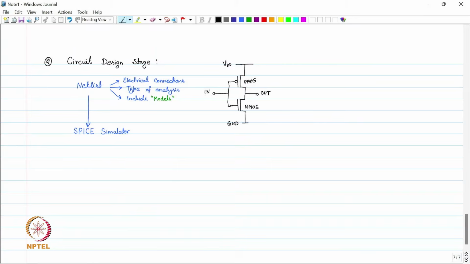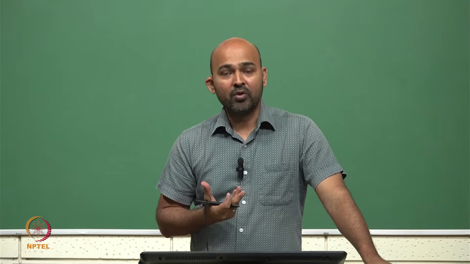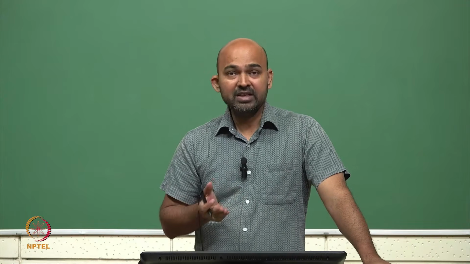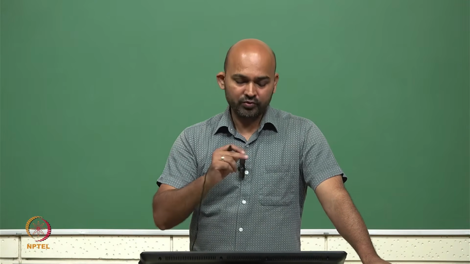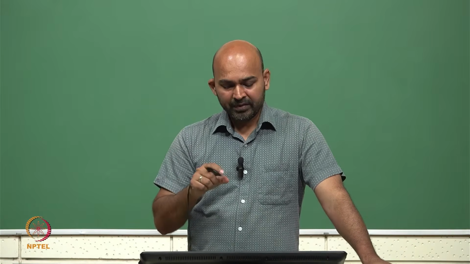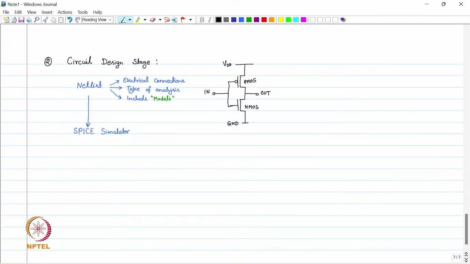Now we specify what type of analysis we want to perform. For example, here in this case we want to perform a DC sweep. We want to sweep the input voltage from a very low value to a very high value, and we want to analyze how the output is going to change. So this is an inverter. When we apply 0 volt at the input, the output is high, and when we apply high at the input, the output is low. So now we see what SPICE is going to provide us.